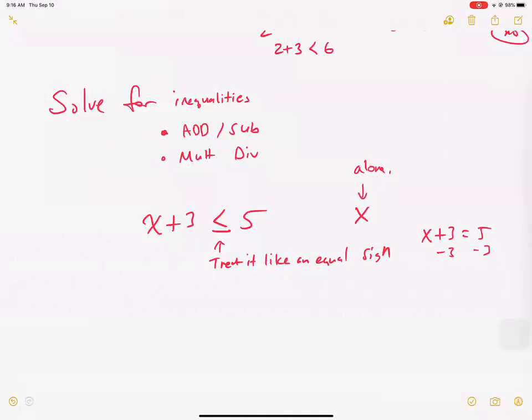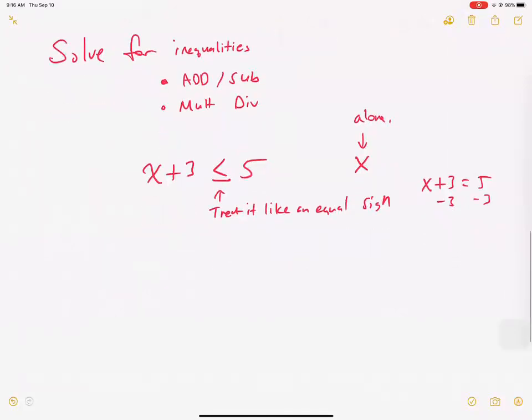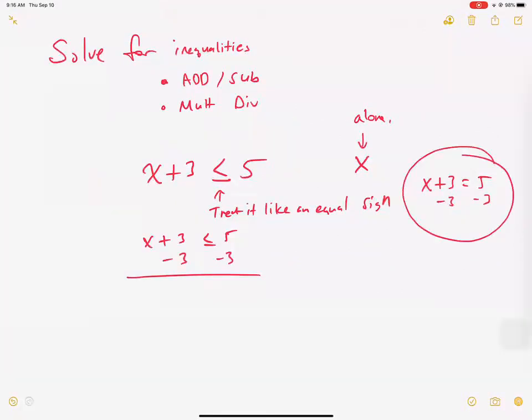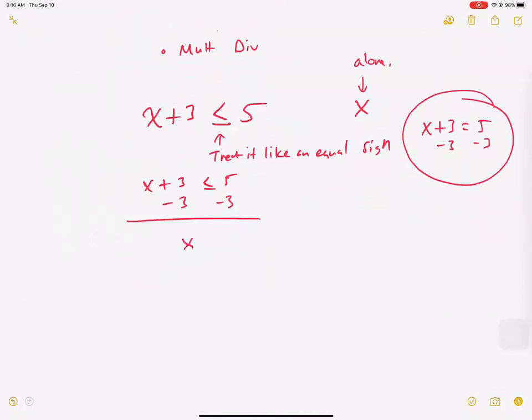For addition and subtraction, we do exactly that. X plus 3 less than or equal to 5, we subtract 3 from both sides, just like we would for a regular equal sign problem. Again, for addition and subtraction, and many multiplication and division problems, it's the same move as we did before. This becomes x is less than or equal to 2. Remember, the idea of solving for x is to give us one solid answer that we can refer back to.